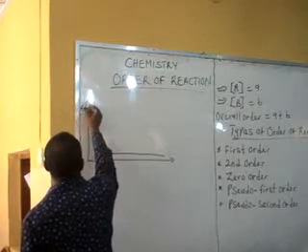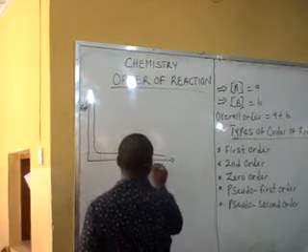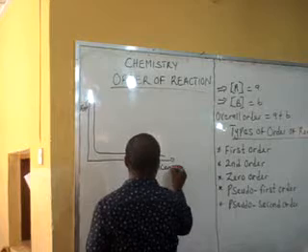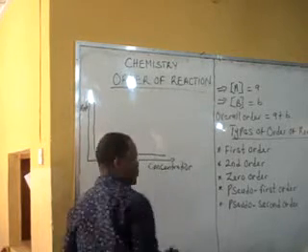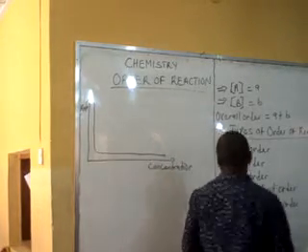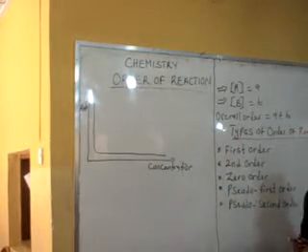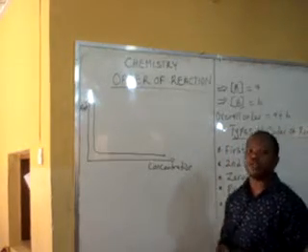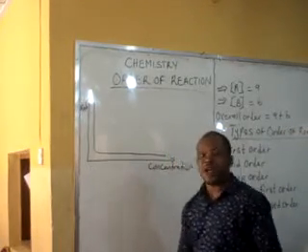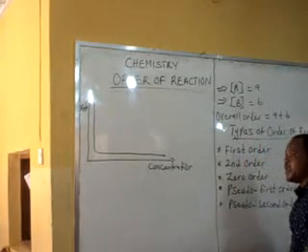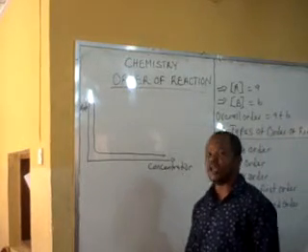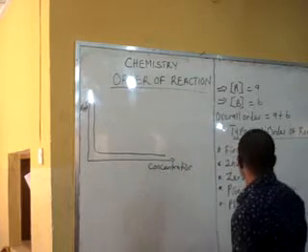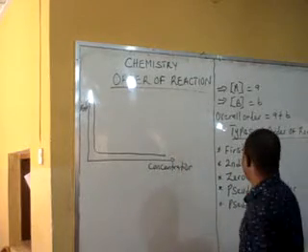Rate, and then this is concentration. So I said second order reaction is obtained when the rate of reaction depends on the square of the concentration of the reactant. We obtain second order reaction.